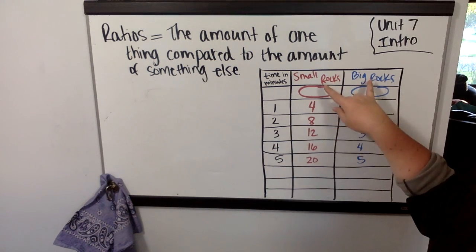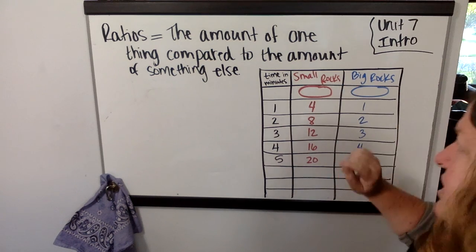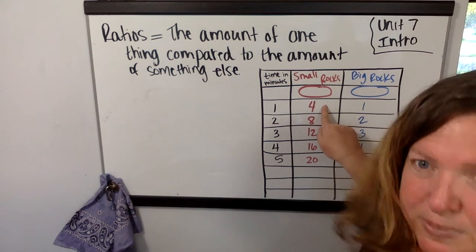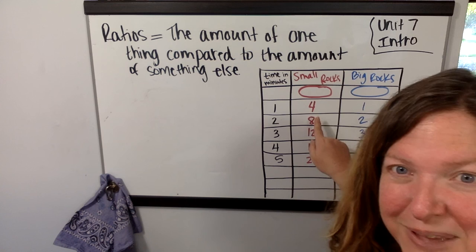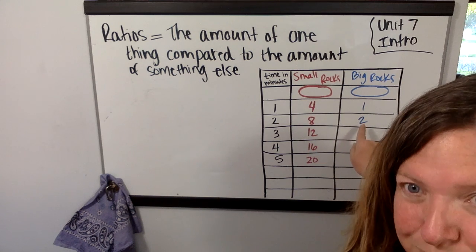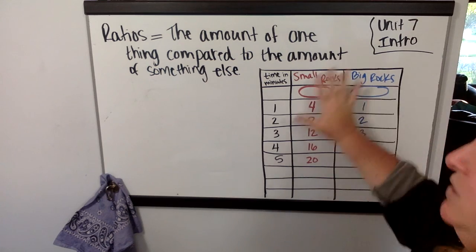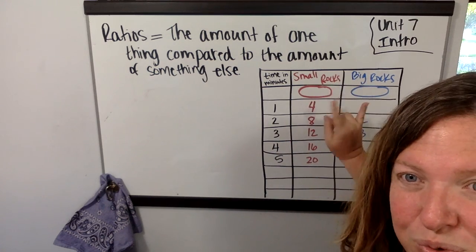Now, we can also see that the small rocks we're comparing to the big rocks. So after 1 minute, I found 4 small rocks and 1 big rock. After 2 minutes, I'd found 8 small rocks and 2 big rocks, 12 small rocks and 3 big rocks. So this is a ratio table because it shows these two different things.